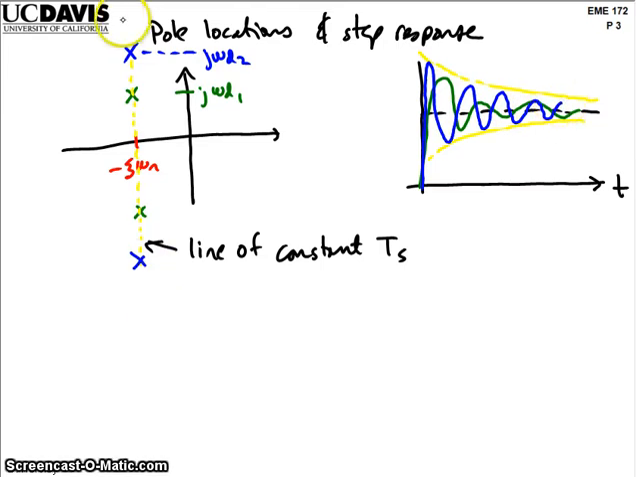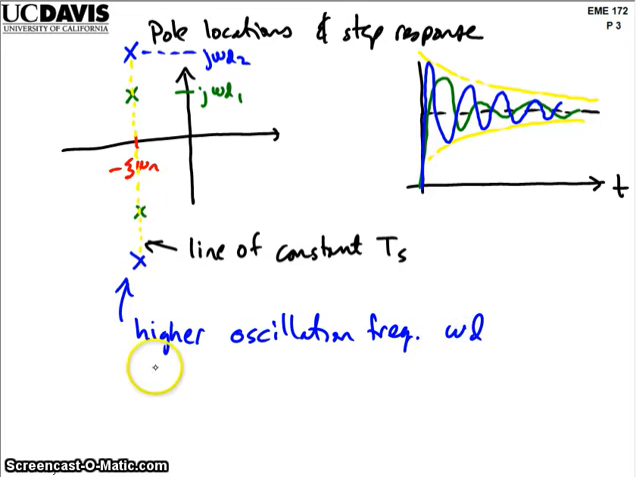Okay? So I'll say here that basically higher oscillation frequency, omega d, but same settling time.